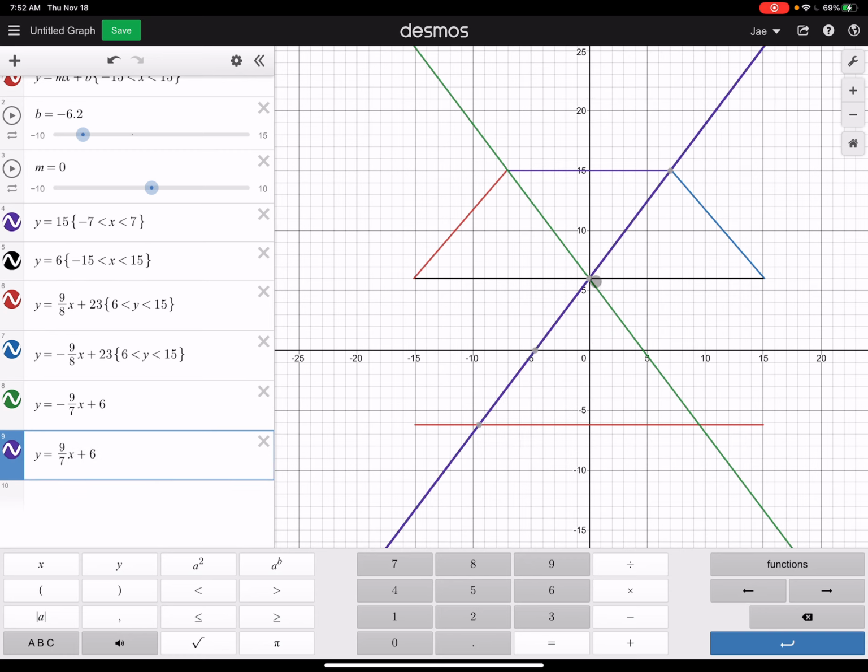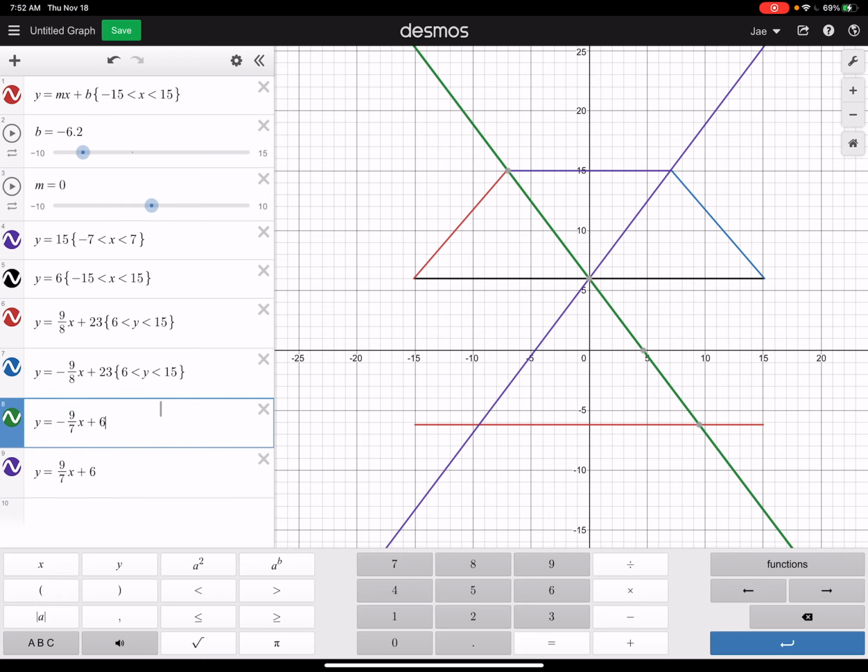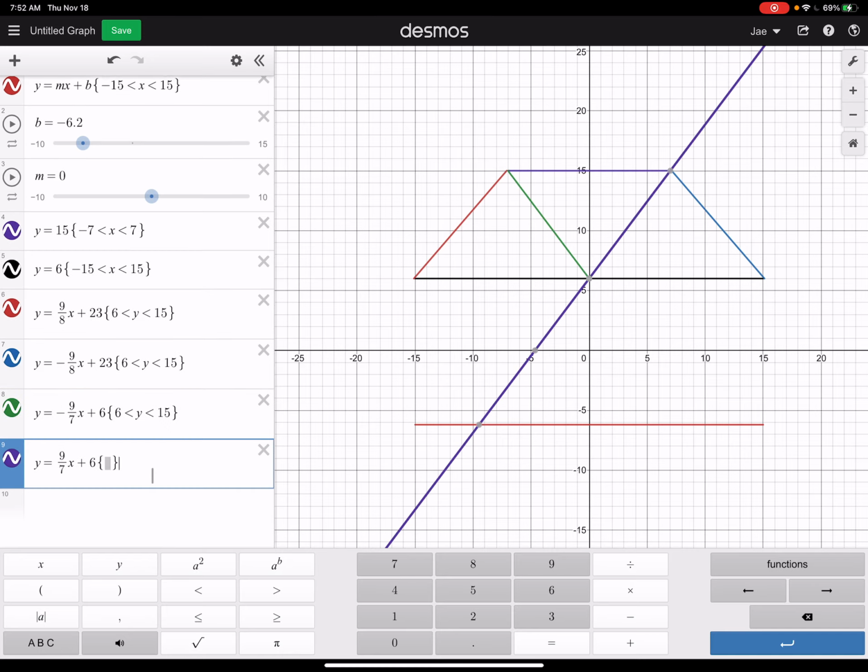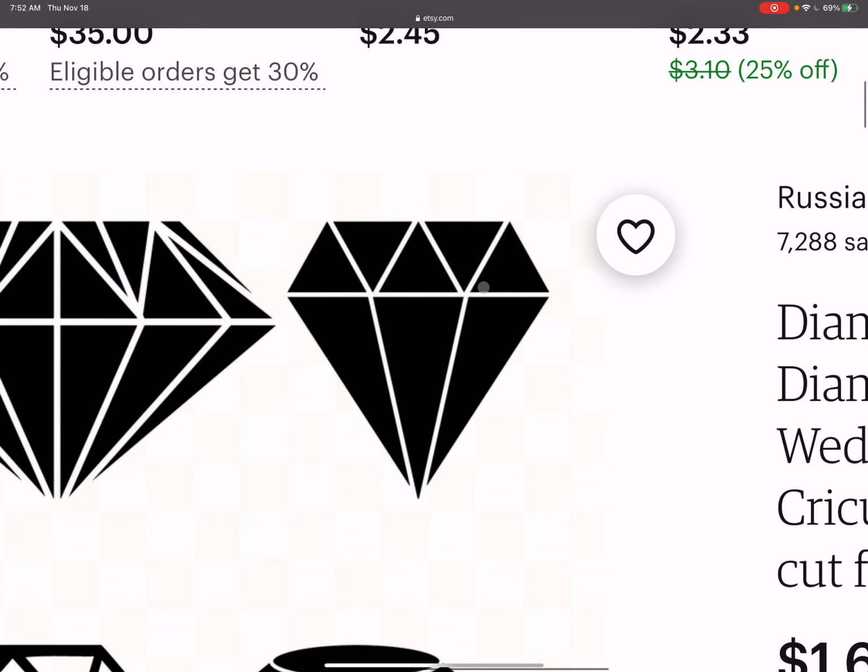So I just need to set the constraints again to between 6 and 15. 6, 15, and then 6, y 15, and voila. So as you can see, I have that top part now. So I'm going to bring this down.